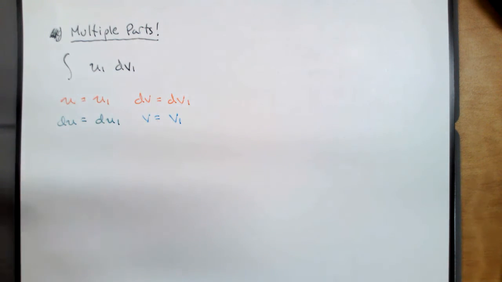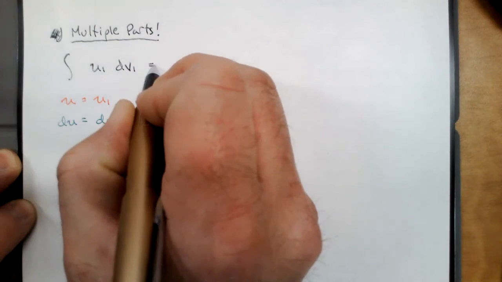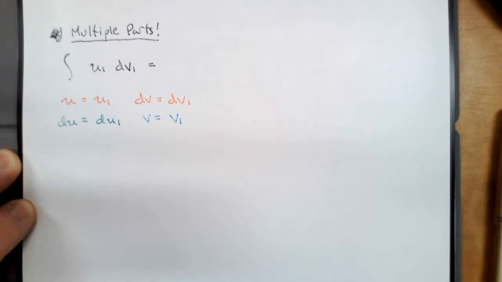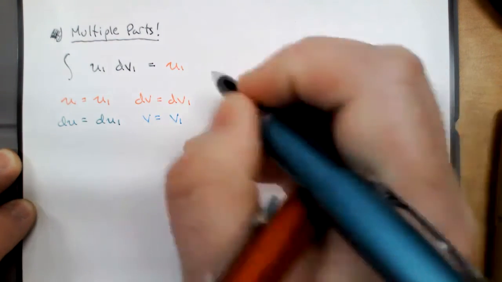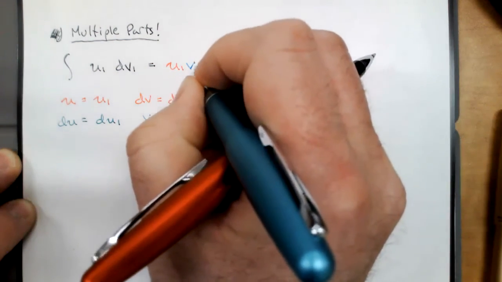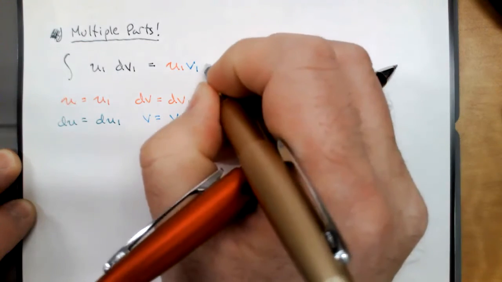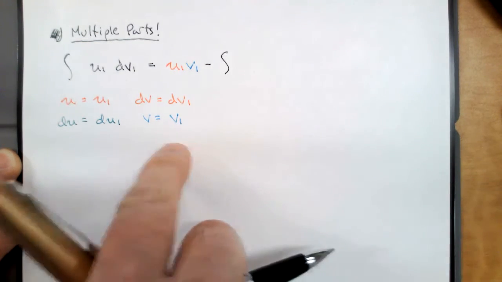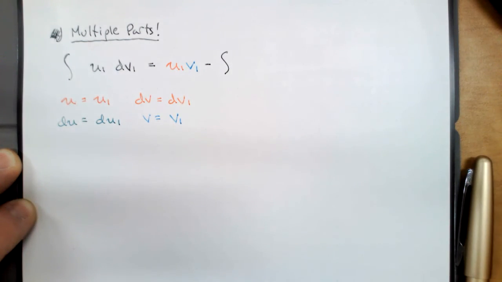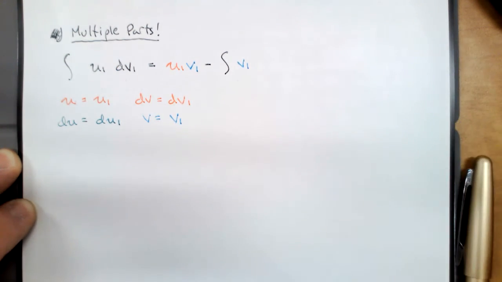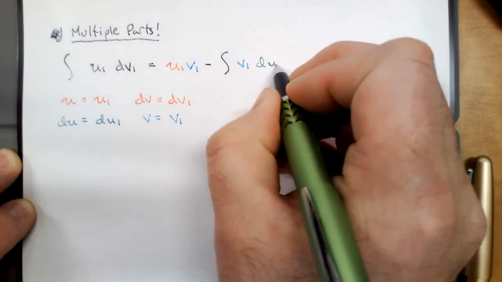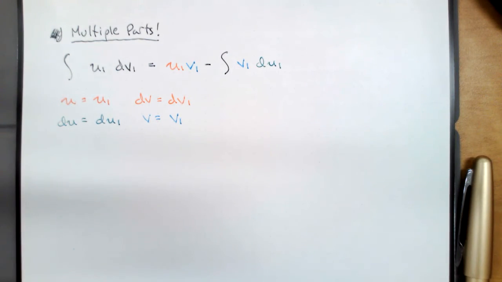We put together in the parts formula. So we'll have u1 v1 minus the integral of v1 du1. And what we're going to do is we're going to take that secondary integral and say, what if this is a parts problem again?